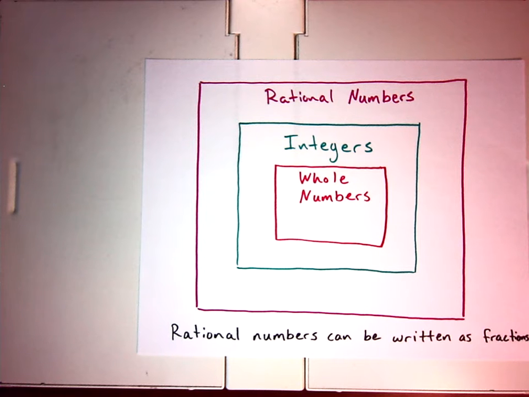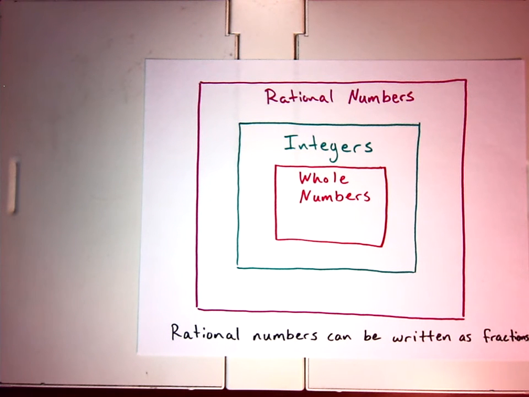It says rational numbers can be written as fractions. So, very simply, rational numbers are numbers that can be written as fractions. It's a very, very broad term. Within that, we've been talking about integers and whole numbers. Rational numbers is a very broad term, integers is a more specific term, and whole numbers is getting even more specific. Let's talk about whole numbers.